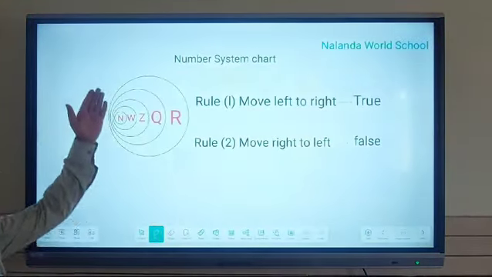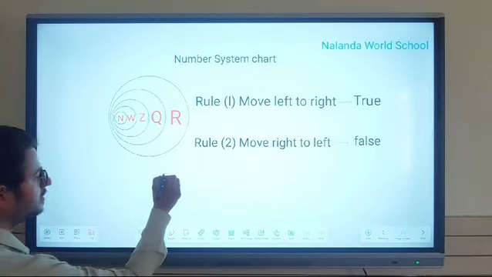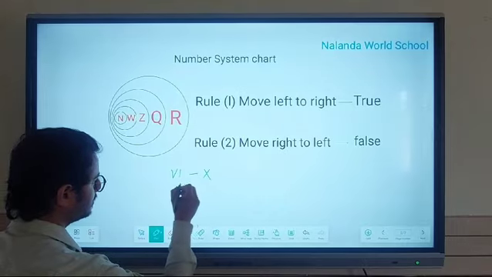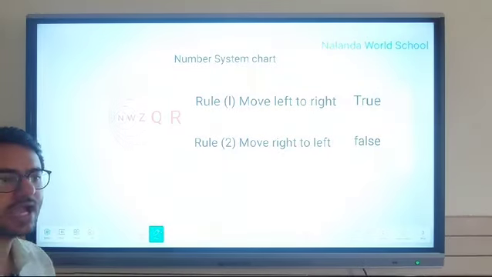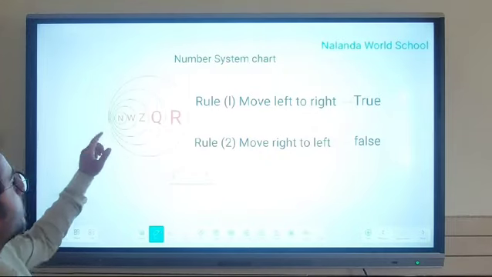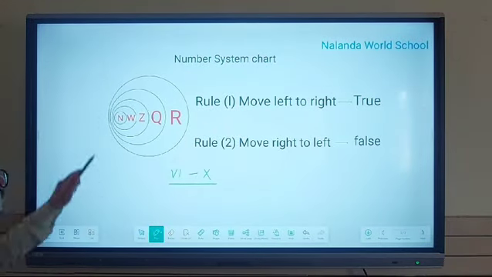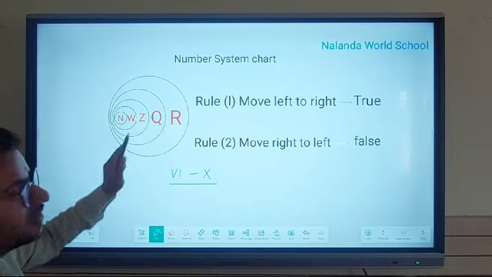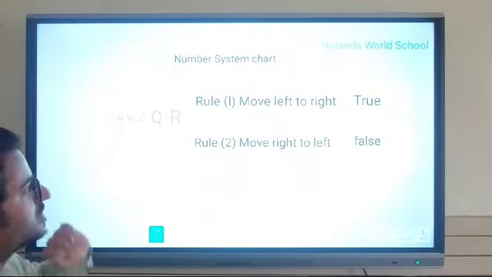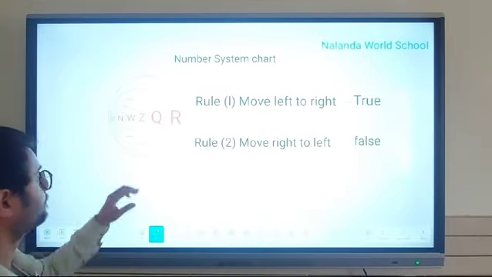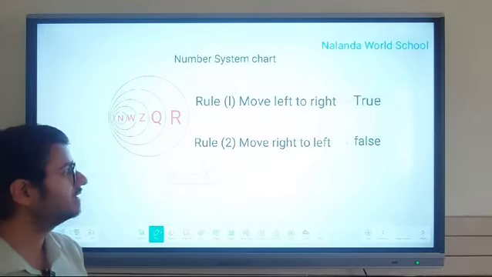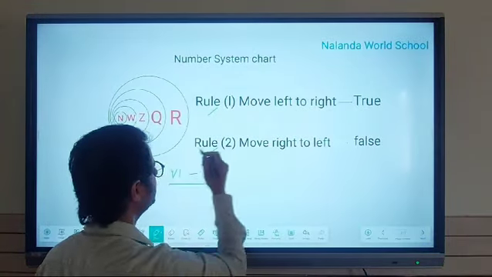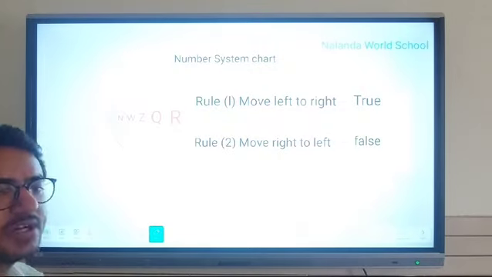Next, here is the number system chart, which is very helpful for students of classes 6 to 10 who are studying in any board. Now, first I have mentioned natural numbers here, then whole numbers, then integers, then rationals, and then real numbers. I haven't mentioned irrationals here because there is no significance of writing irrational numbers here due to the rule of this chart. This chart has a specific rule.